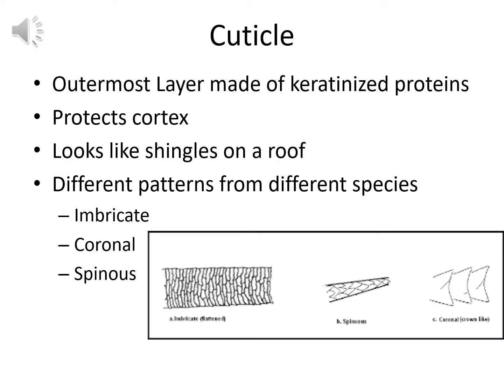All right, so a little more detail about the cuticle. As we already said, it gives the hair its strength because it's the outermost layer made of those keratinized proteins. As a result, it protects the cortex and even the medulla, which are much more delicate features buried deeper in the hair. And it has the appearance of shingles on a roof.